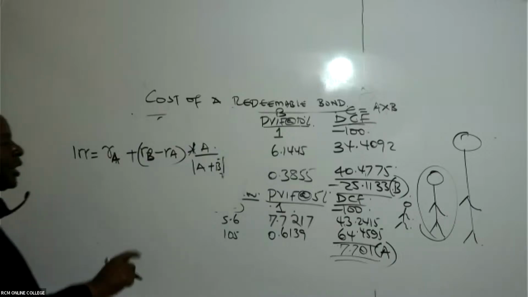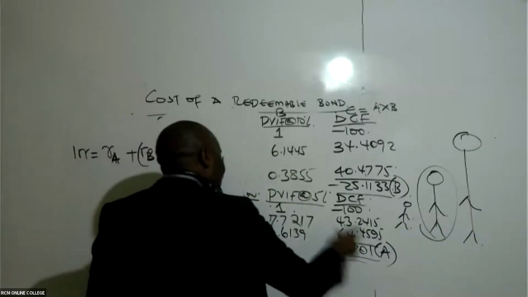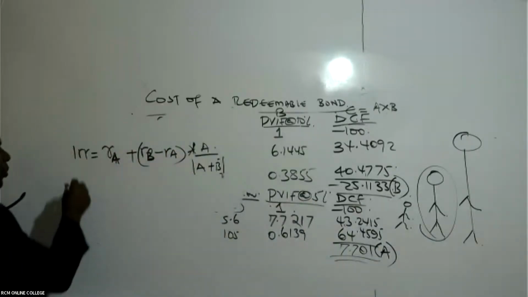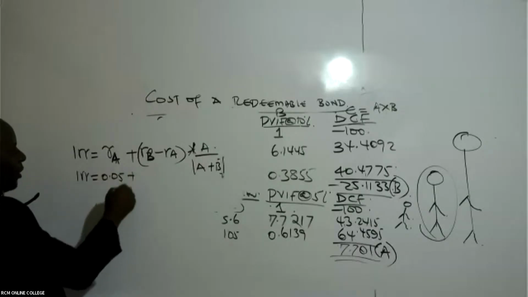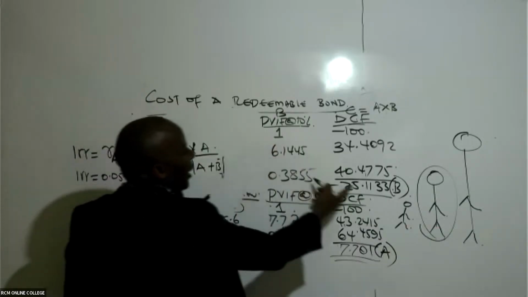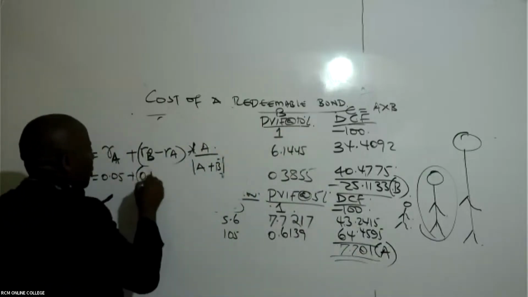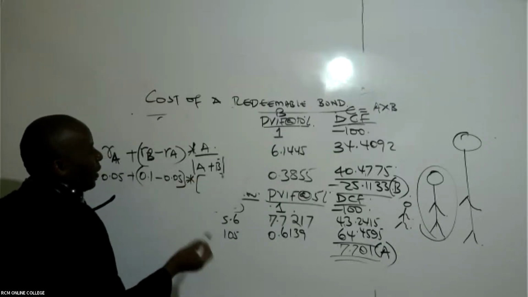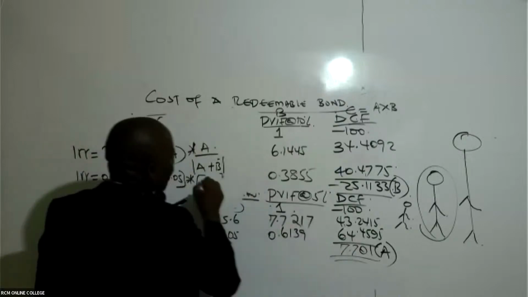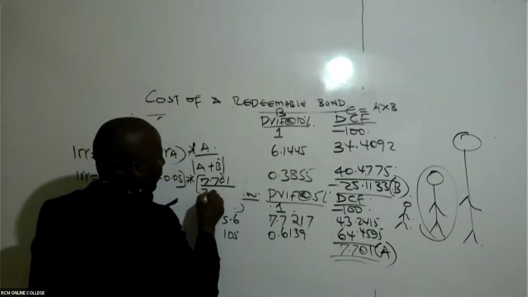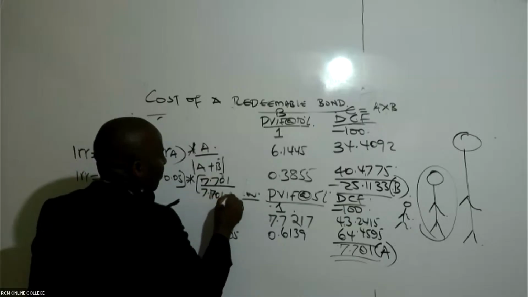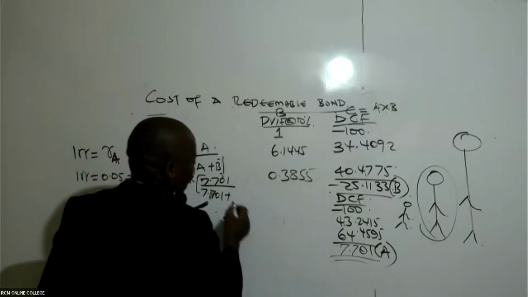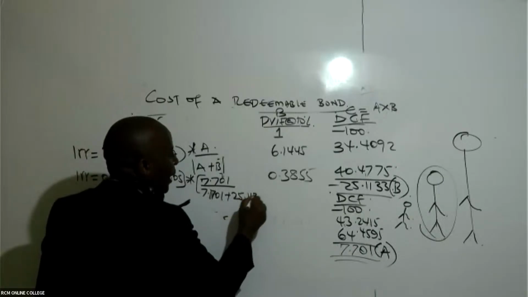So don't forget that the positive NPV is your A. Rate A is 0.05, the lower one, plus rate B, the higher one, which is 10%. So we have 0.1 minus 0.05, times, in brackets, our A, the positive NPV, 7.701, all over 7.701 plus our B, absolute. Absolute means that we assume that B is positive.